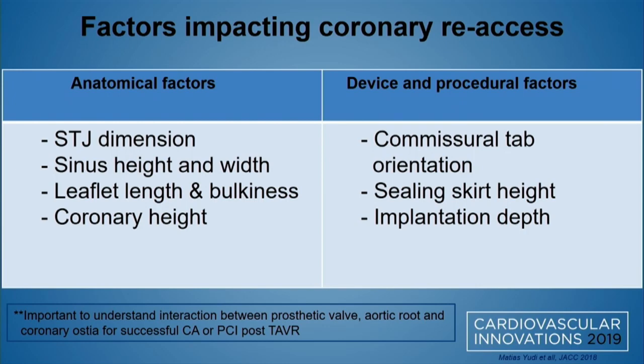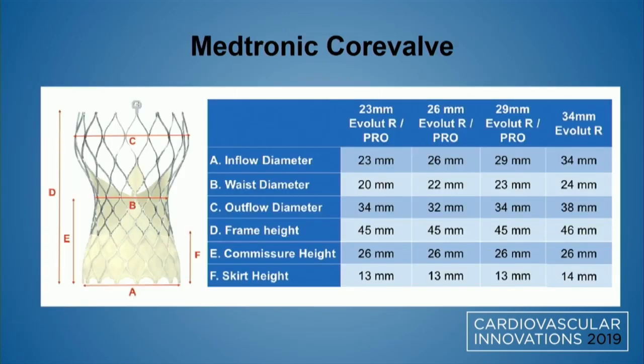If you look at the anatomical factors, your STJ dimensions, the sinus height and width, the leaflet length, bulkiness, and the coronary heights. These are the important ones, anatomical factors. And the device-related factors, such as the commissural tab, where is it located? Is it in front of the ostia, or is it away from the ostia? The height of the sealing skirt, and then your implantation depth. So I'm just going to cover two most important valves that we're using in the US.